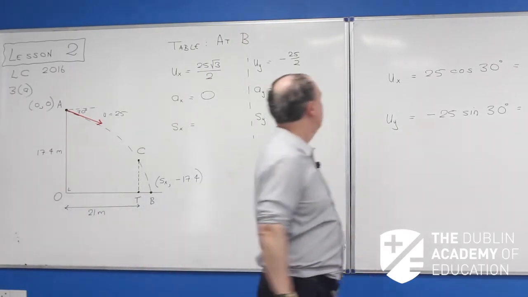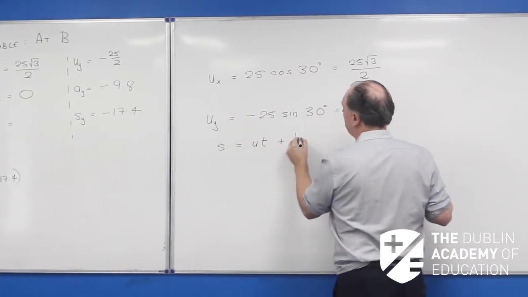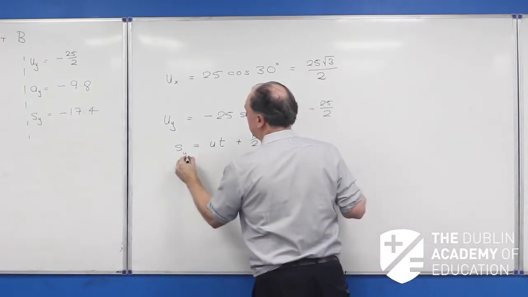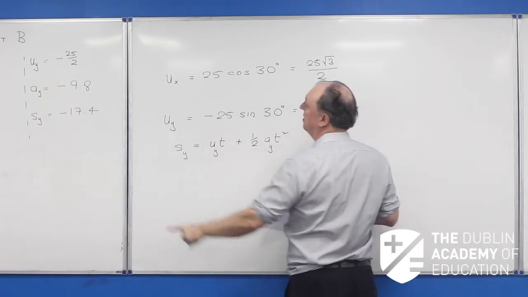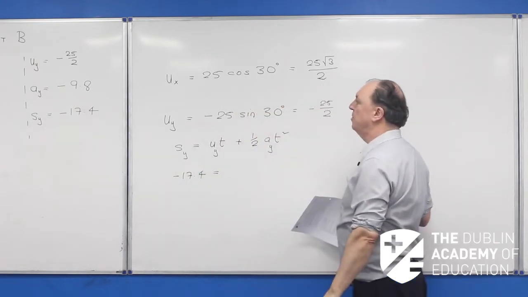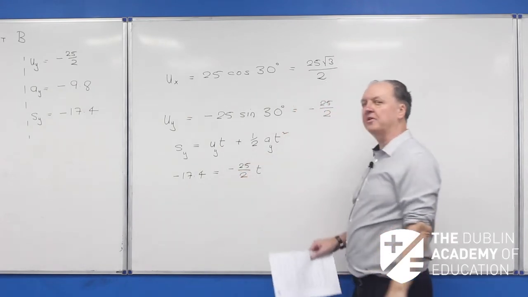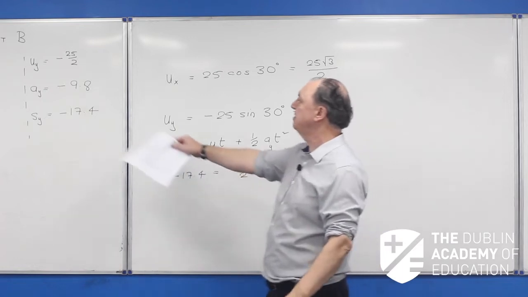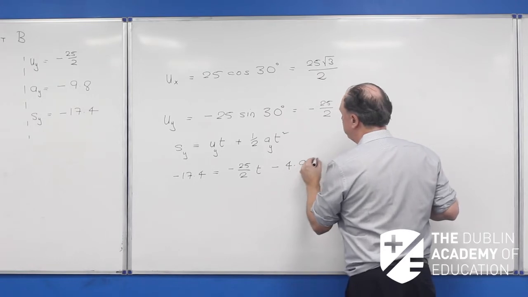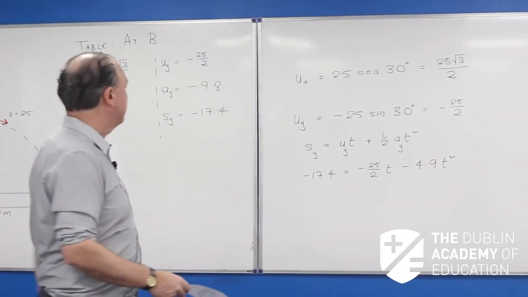So therefore, I'm going to apply my equation, S equals UT plus a half AT squared. And I'm going to apply that in the Y direction. Fill in the numbers. SY is minus 17.4. UY minus 25 halves T plus a half AY. You know what that is now, don't you? A half of AY is minus 4.9 T squared. That, once again, is a quadratic equation in T. So see if I can solve it.